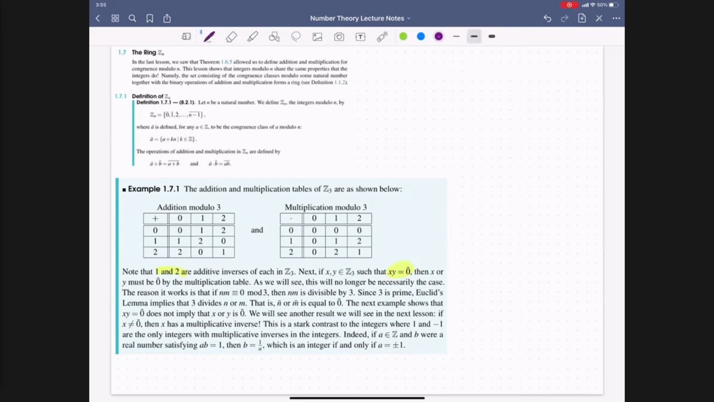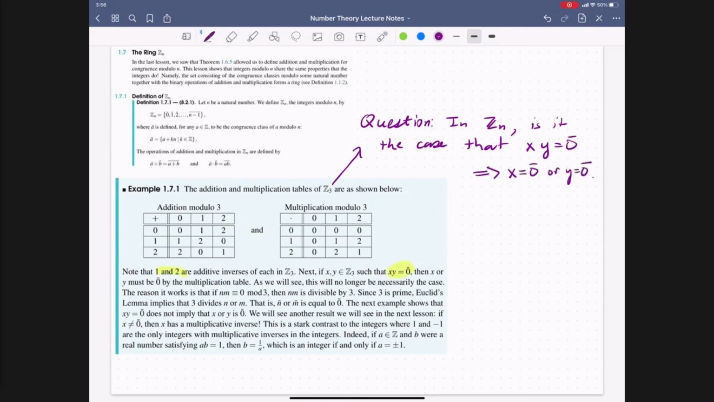When working in the integers modulo n, does the zero theorem hold? So, question. In the integers modulo n, is it the case that x times y equals 0 bar implies that x is equal to 0 bar or y is equal to 0 bar?